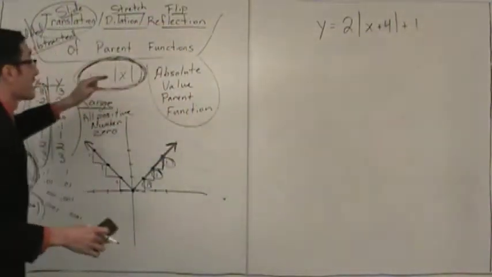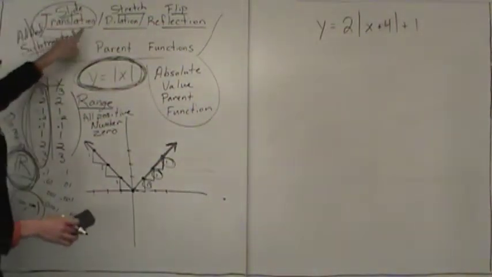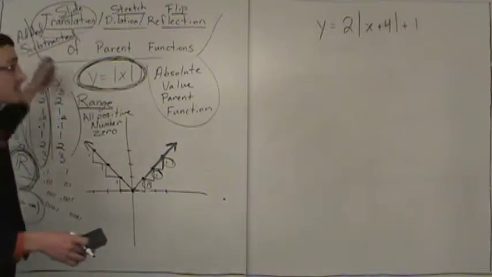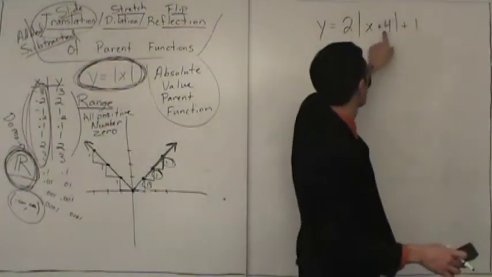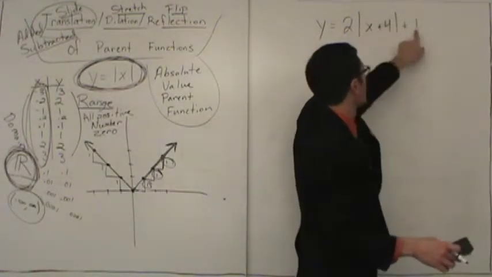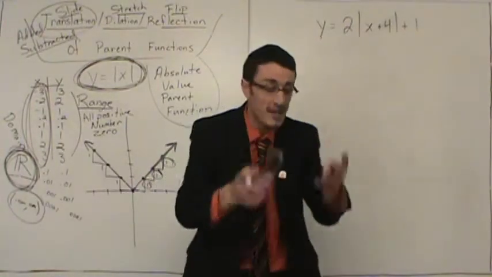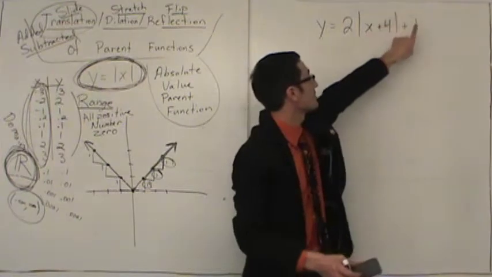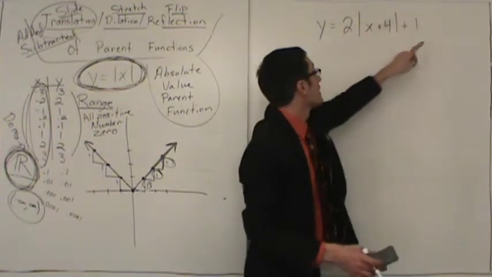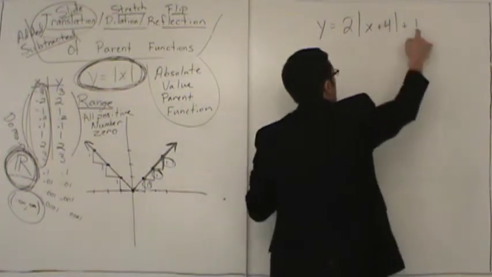Now, looking over here, translation or slide is something being added or subtracted. So notice in the function, 4 is being added, 1 is being added. The 4 and the 1 result in a translation or a slide on the function, either left and right, up and down. We have, in this case, 4 units left, 1 unit up. Now, this is your translation, these two numbers.